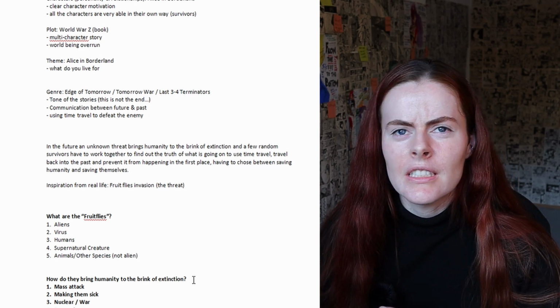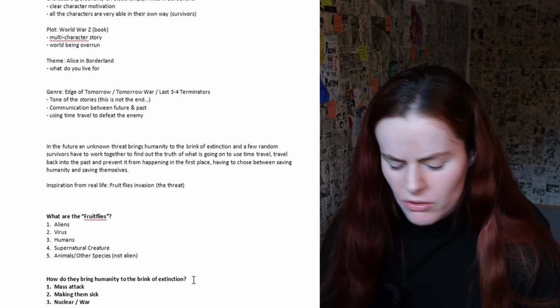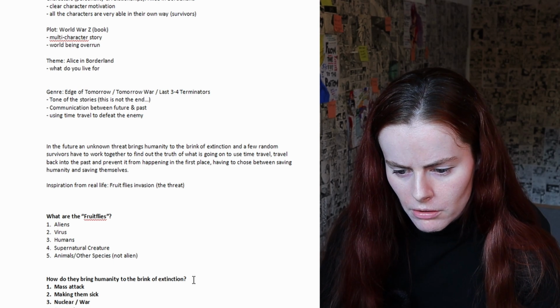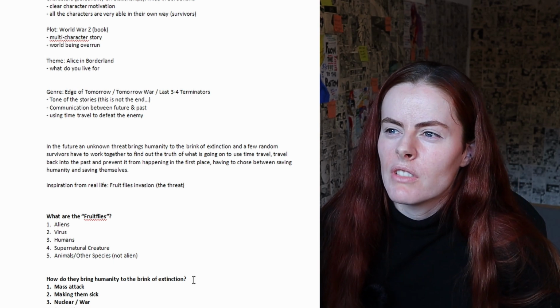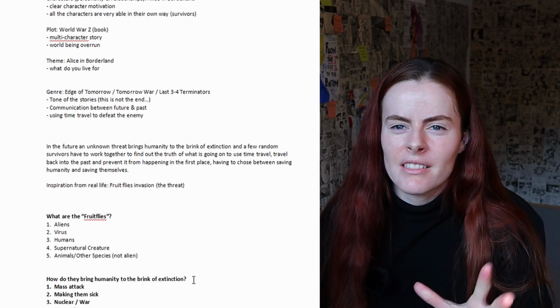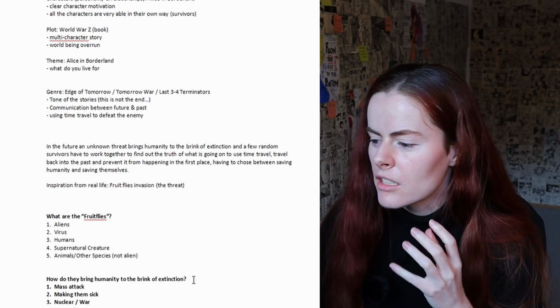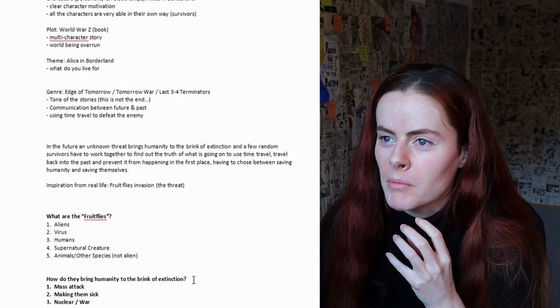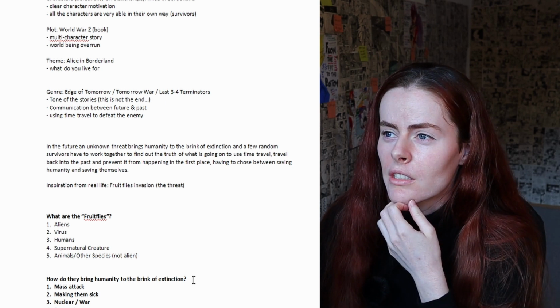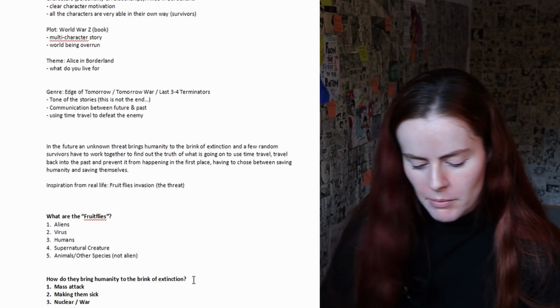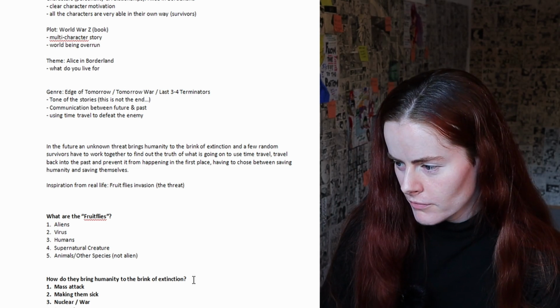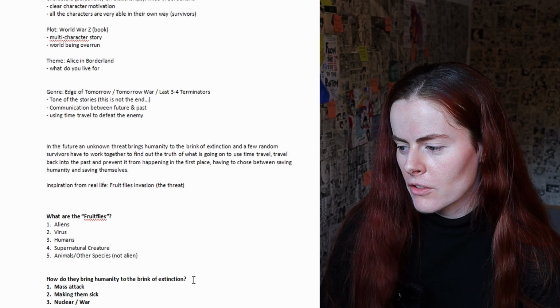Other species, they also have four. How do animals defeat humans? In Planet of the Apes, they went to war. I'm not really sure what the birds did. They just attacked, right? Making them their food source, eat them. So that's the zombie thing.